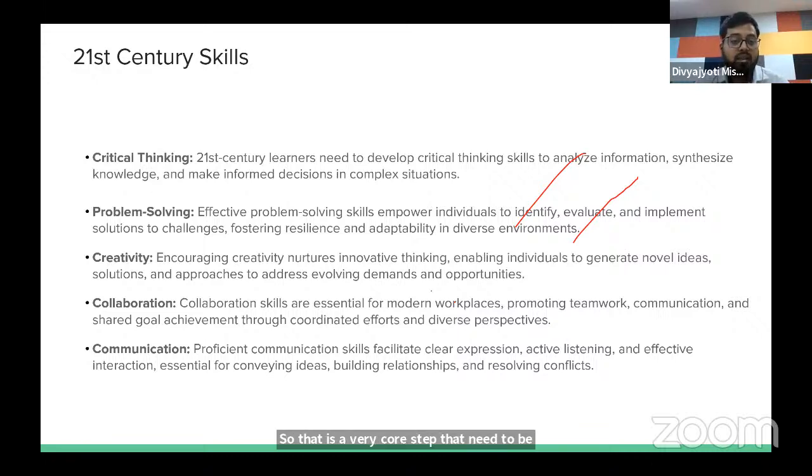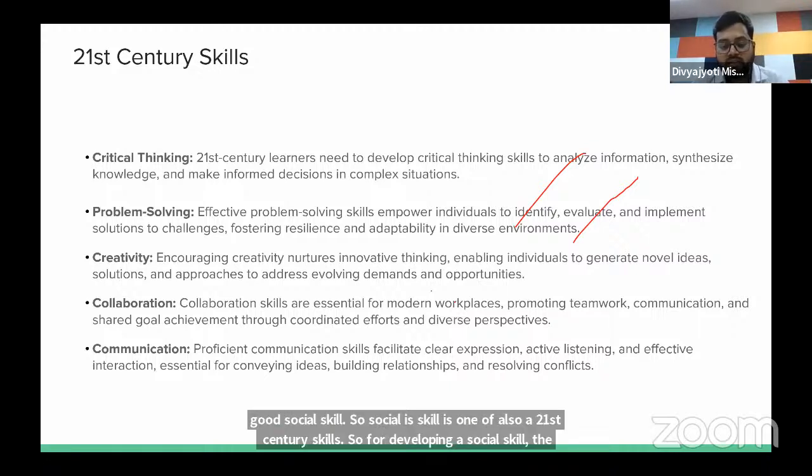Now, the next thing is collaboration. As I've shown in a STEM video also, STEM develops collaborative skills. It's not about becoming an expert in any particular domain, but having a proper understanding so that you can work in a team. For working in a team, you need to develop very good social skills, which are also 21st century skills. For developing social skills, communication plays a very important role. So these are the 21st century skills.